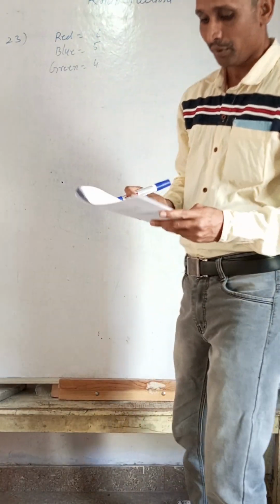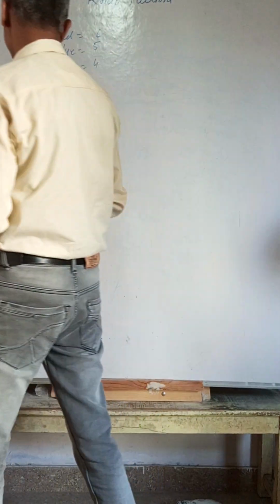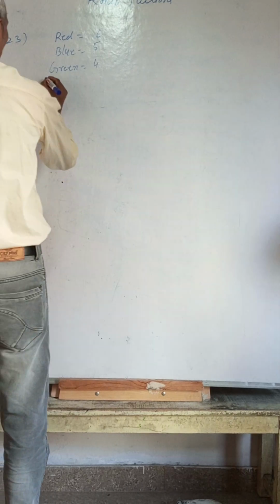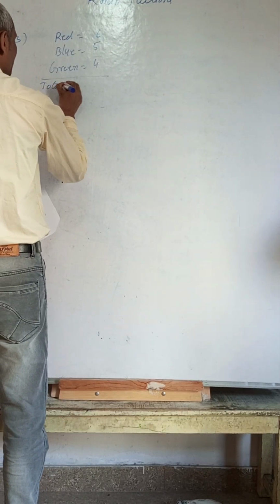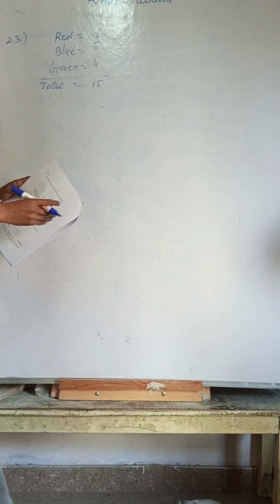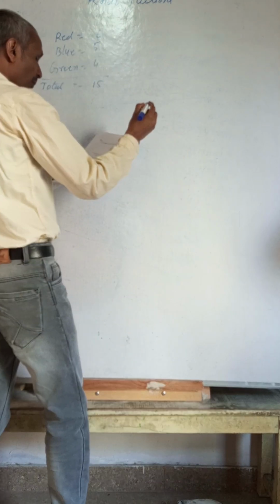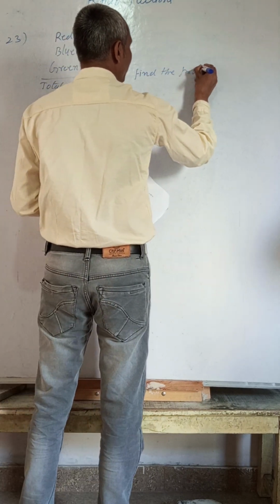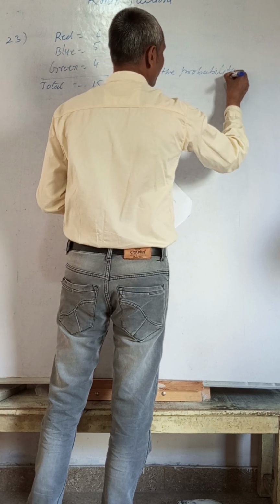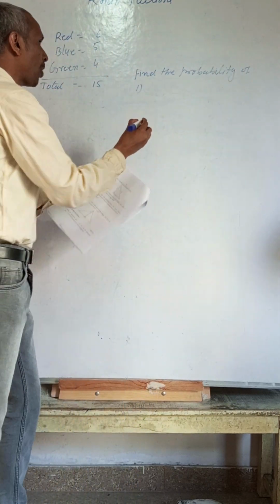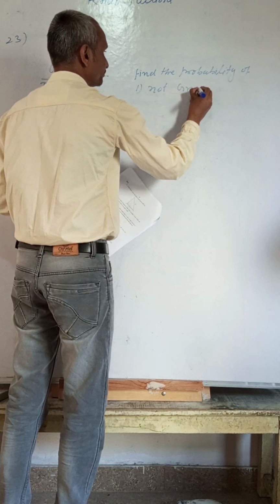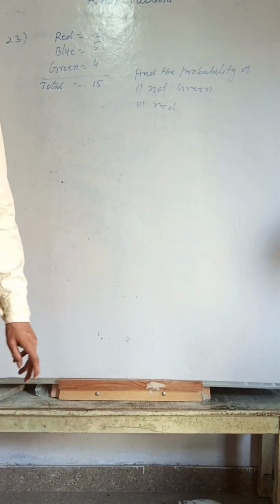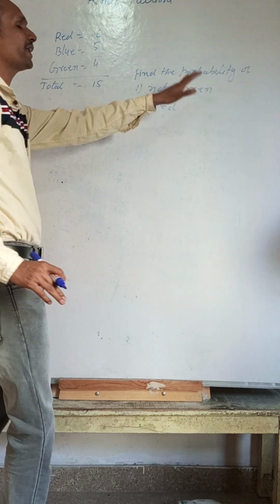Total balls are there. A ball is drawn at random from the box. One ball is taken out randomly. What is the probability of that ball drawn? First, total balls, how many? The total becomes 15 balls. Now it asks to find the probability of: number 1, not green; number 2, red.